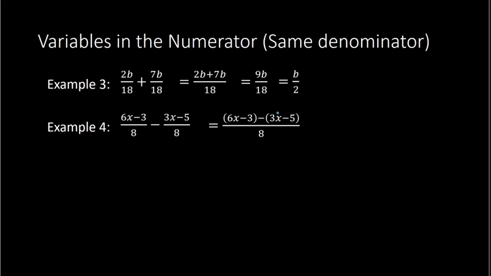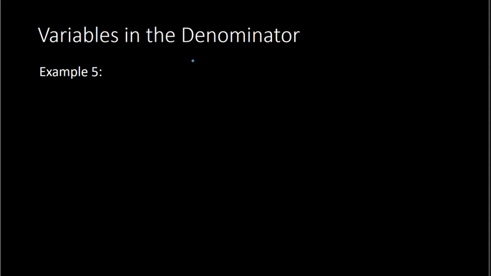So we're subtracting 3x, but we're also subtracting the negative 5. Alright, so when I subtract these, we have 6x minus 3, then minus 3x, minus a negative 5, which becomes a plus 5. And then simplify the top, 6x minus 3x would be 3x, negative 3 plus 5 is 2, so we have 3x plus 2 over 8. So this is when the variables are in the numerator. Next, we're going to show you how to work with variables in the denominator.